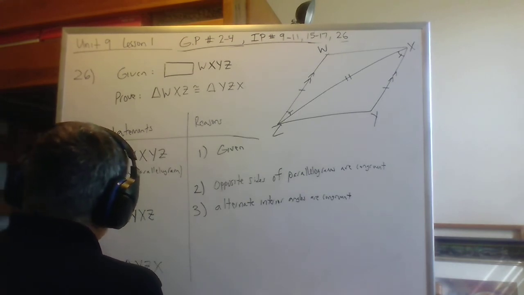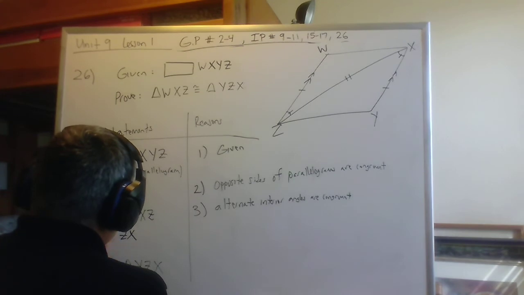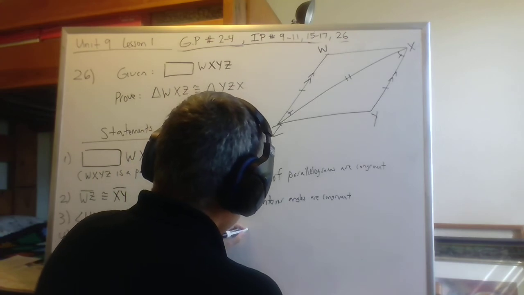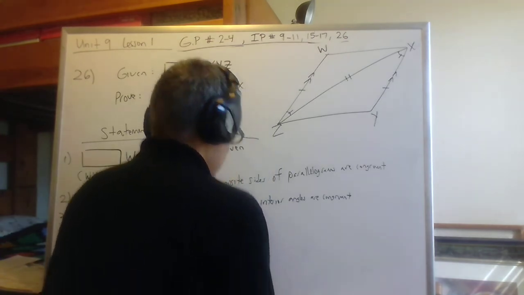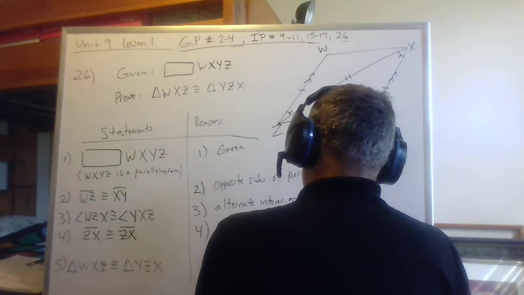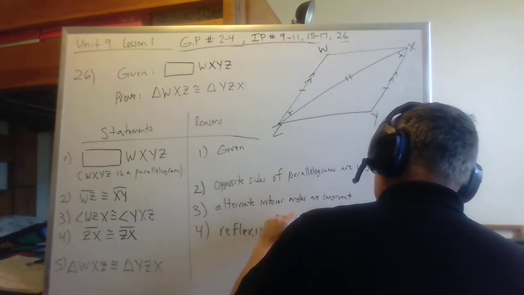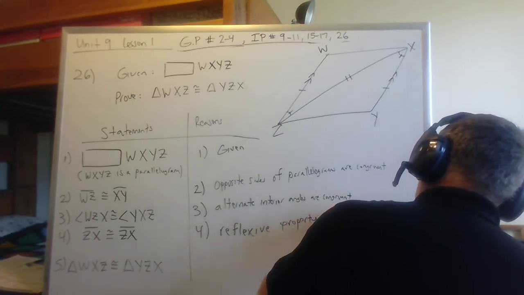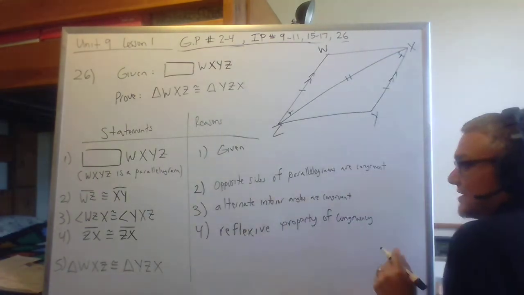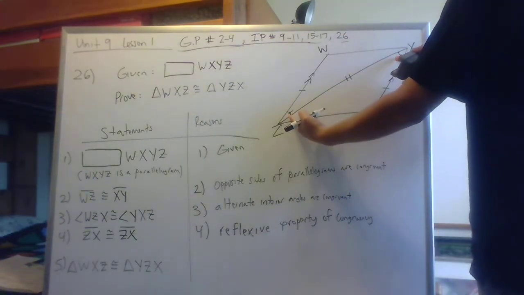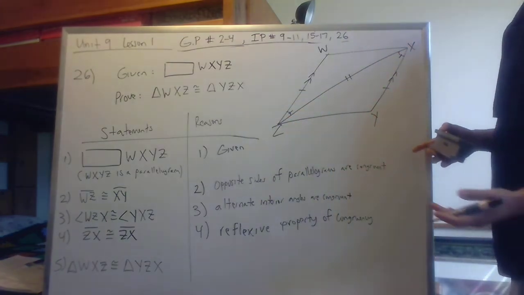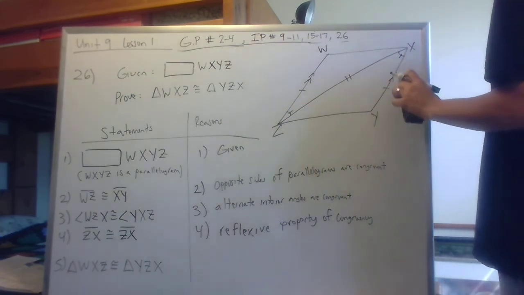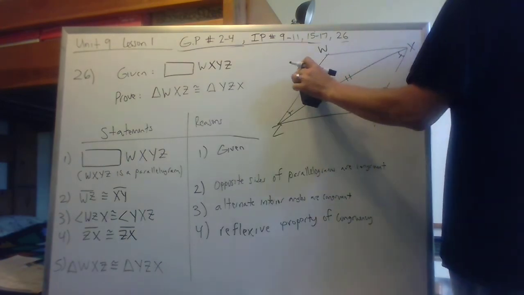So we know that side ZX is congruent to side ZX. And that's because of the reflexive property of congruency. And that basically says that a side length is equal to itself. So a side is equal to itself. In this case, a diagonal, ZX, is equal to itself. So I'm going to just erase these parallel lines.